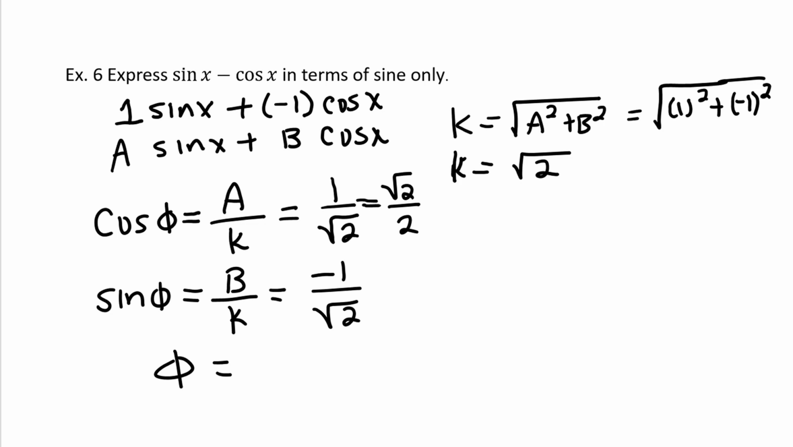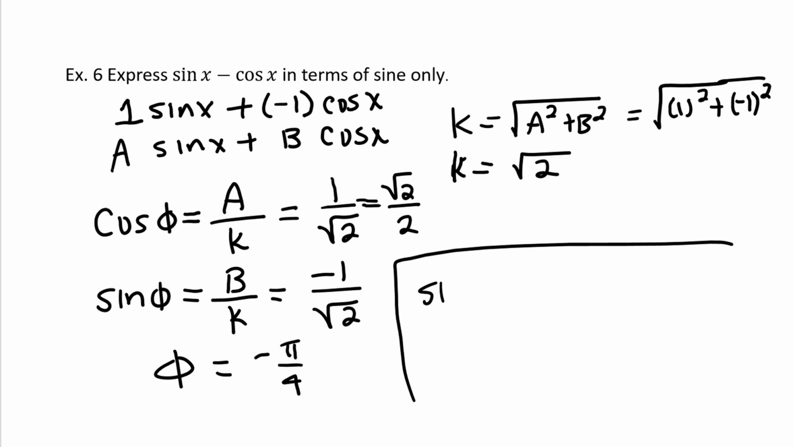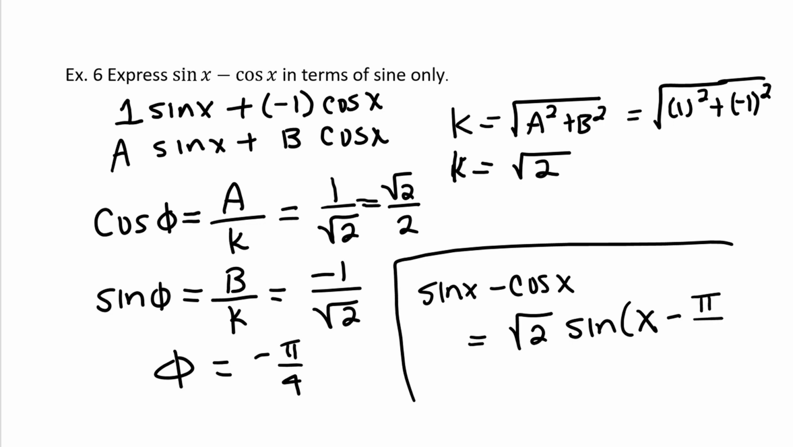And the sine of phi is negative. So the quadrant in which the cosine is positive and the sine is negative is the fourth quadrant. And so we can express the phi as minus pi over 4. And the expression we now get is that the sine x minus cosine x is the square root of 2 times the sine of x plus the phi that we just solved, which is x plus negative pi over 4, which is going to give us x minus pi over 4.